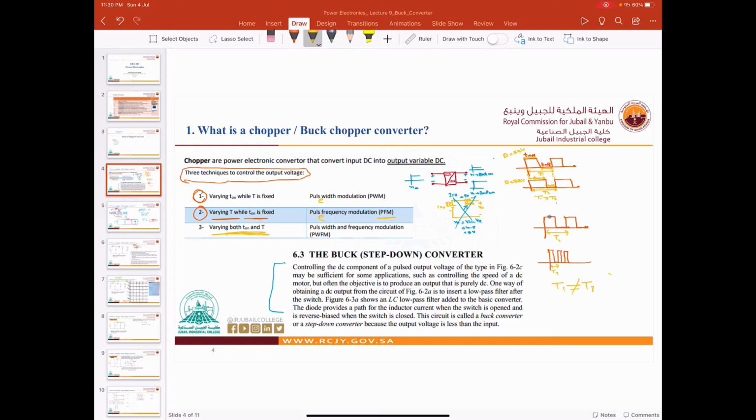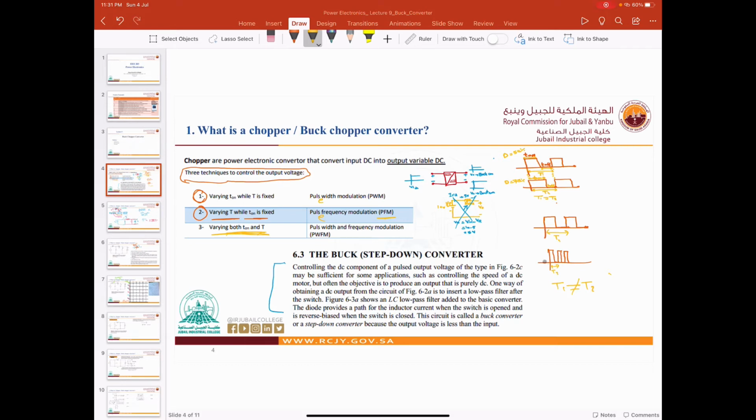We are increasing or decreasing the switching frequency, so we can change the duty cycle. We say that the duty cycle is when the switch is on. This is when we change the switching frequency. Then we are manipulating time, right? The period. That's why we are changing the switching frequency.